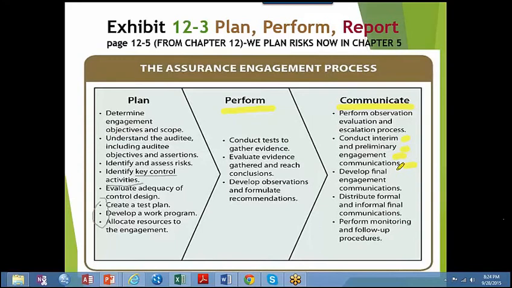And what we're doing, we conduct interim and preliminary engagement communications. And what we mean by that is that as we are conducting the audit, we are communicating on a preliminary and interim basis our results such that we're getting buy-in from management so that management understands what the issues are and we understand more about the organization or the process.